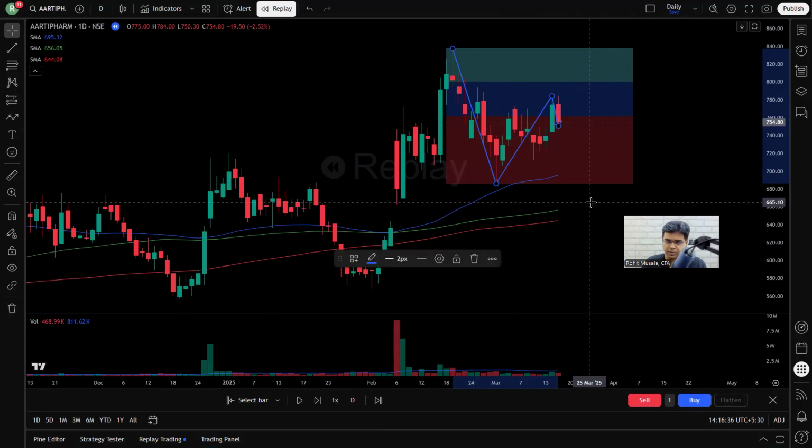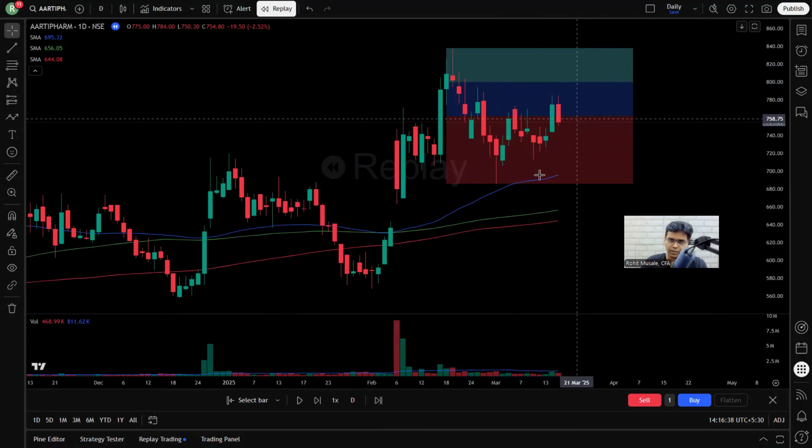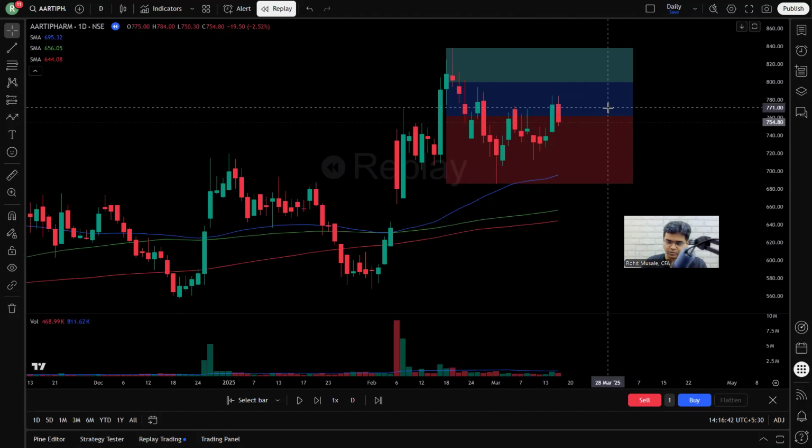What's the problem with this base? Well, no green zone closing. After point 2, there is not a single candle that has closed inside the green zone. Forget about closing. The candle has not even gone into the green zone, not even touched the green zone. Even forget green zone, even blue zone, it is struggling. So it's a very risky trade.